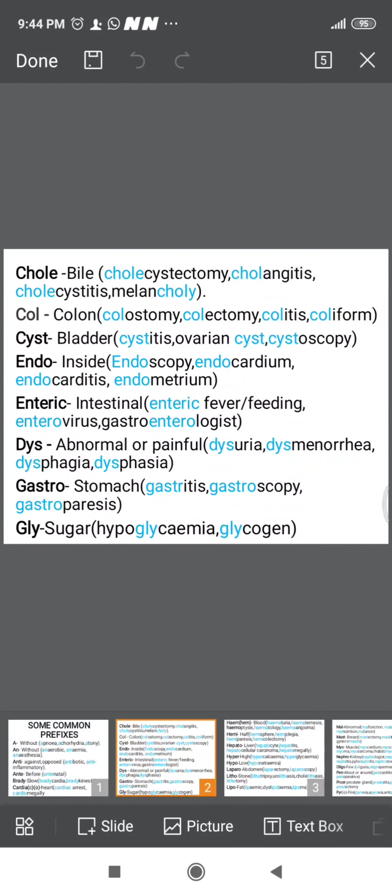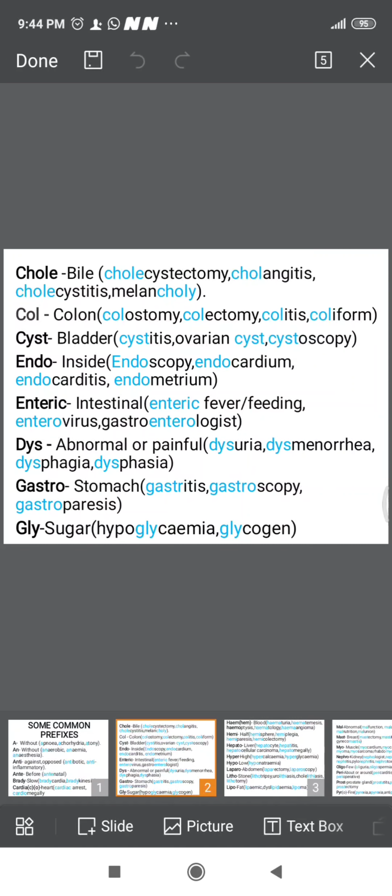Another prefix we have here is chole. Wherever I see chole, it means bile. Example, we have cholecystectomy, which is the surgical removal or excision of the gallbladder. We have cholangitis, which is the inflammation of the bile ducts. Chole means bile, angi means vessel, itis means inflammation. We have cholecystitis, which is inflammation of the gallbladder.